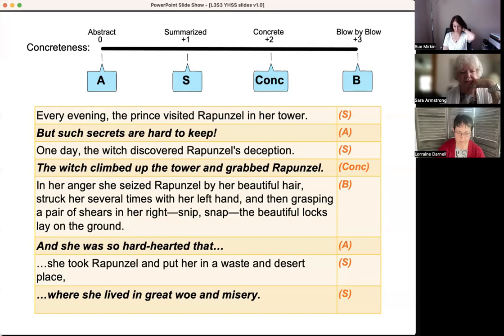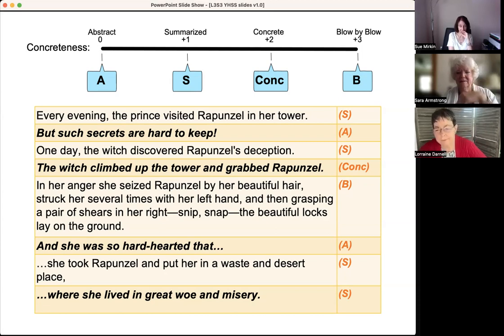And as you can see by this example and other examples we'll look at later, typically you don't do all of one or the other. Typically, if there's something really important, you're going to make it blow by blow, but you're going to lead up to it with summaries and abstracts and concretes. And then you're going to lead away from it with summaries and abstracts and concretes.